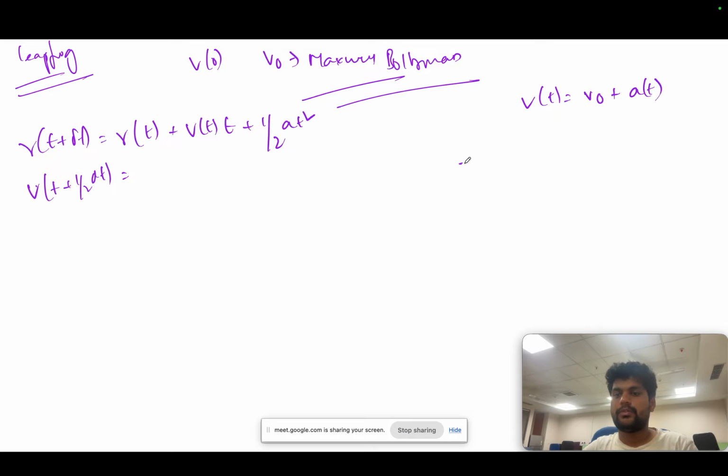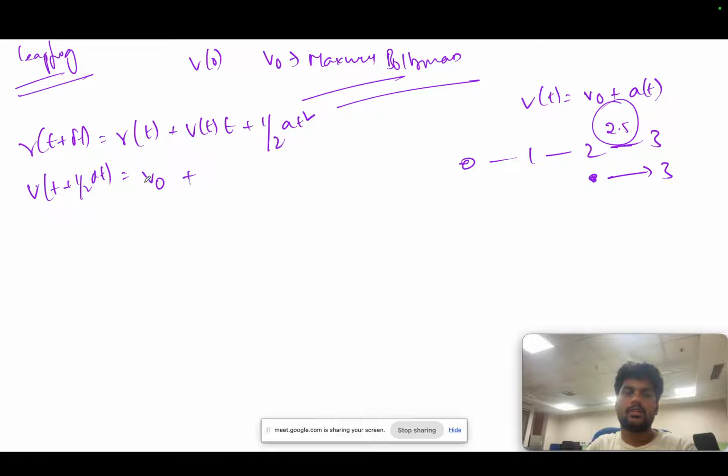So if this is 0, 1, 2, 3, and you are here at 2, you need to go to 3. So what he has taken was the velocities at 2.5. He wants to calculate the velocity at 2.5. So he has taken the v naught. The v naught is constant. If you remember, this v naught is constant, not this one.